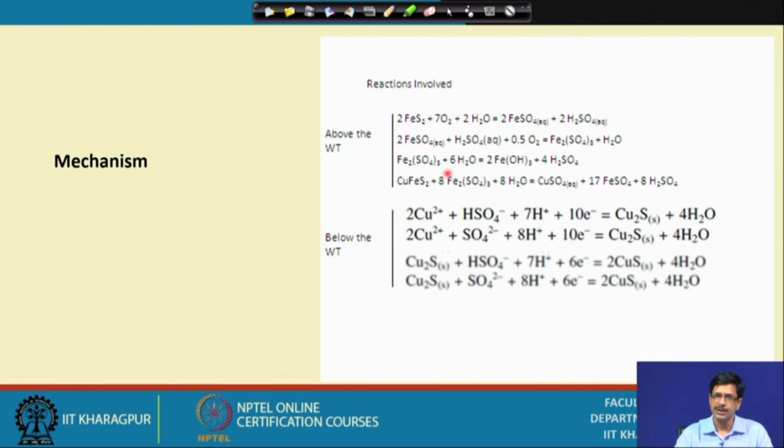these are the reactions which take place above the water table. Below the water table, the reaction that takes place is that this copper ion, which is being transported through the fluid, gets reduced to Cu2S, that is chalcocite, or even CuS. So, these two sets of reactions operate above the water table and below the water table, and explain the formation of the supergene sulphide enrichment.